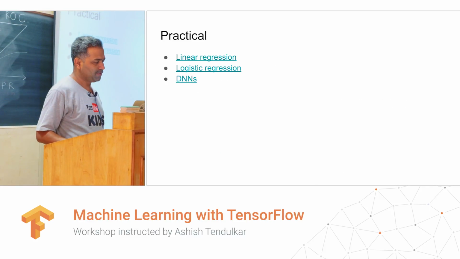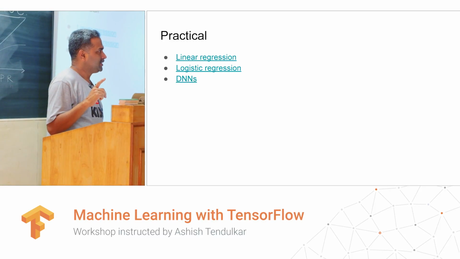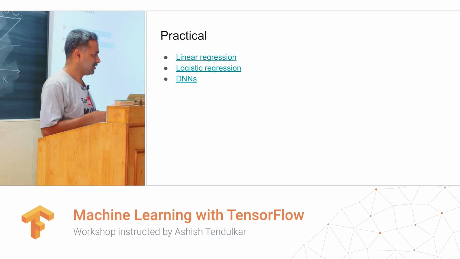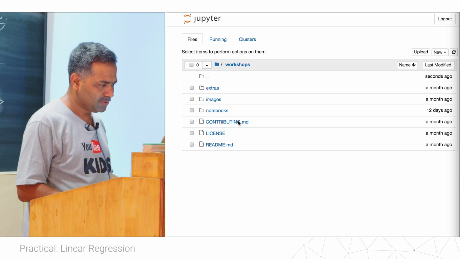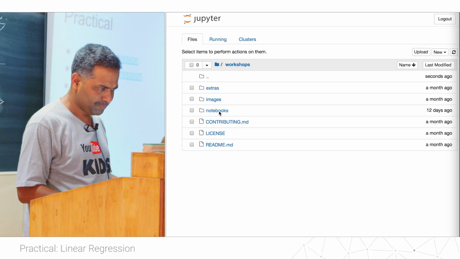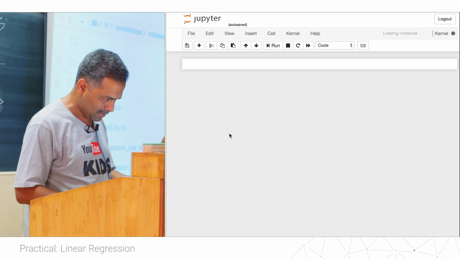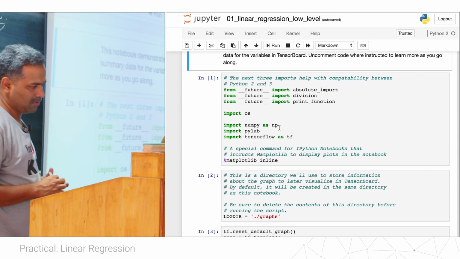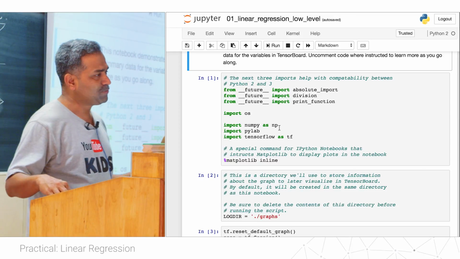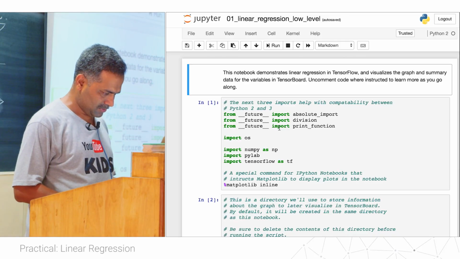Okay, so now we have 3 labs. Let's take 1 hour to do the 3 labs, 20 minutes each. Let me walk you through the linear regression lab. This is the first lab, linear regression low level. I'll first walk you through the lab and then you can look at it on your own.